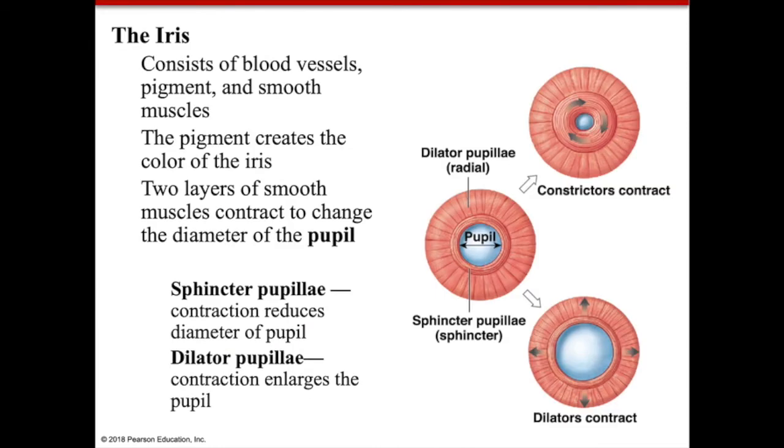Note that the iris has 2 muscles that are going to be responsible for constricting or dilating the pupil. The pupil is the opening of the iris, the opening that is limited by the iris. So we have a dilator pupillae that, when it contracts, dilates the pupil. That's an action of the sympathetic. And you have a sphincter pupillae, which when it contracts, constricts the pupil.